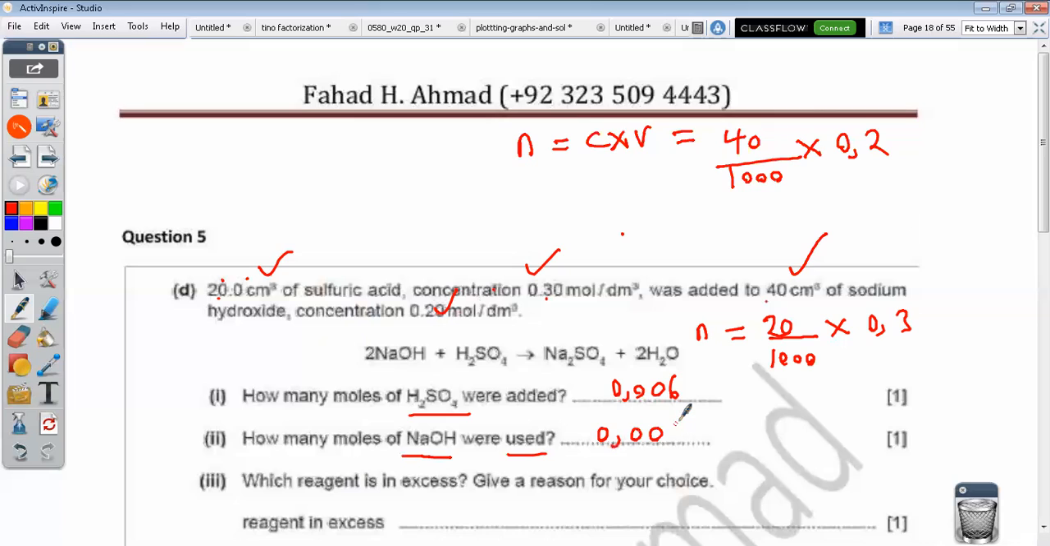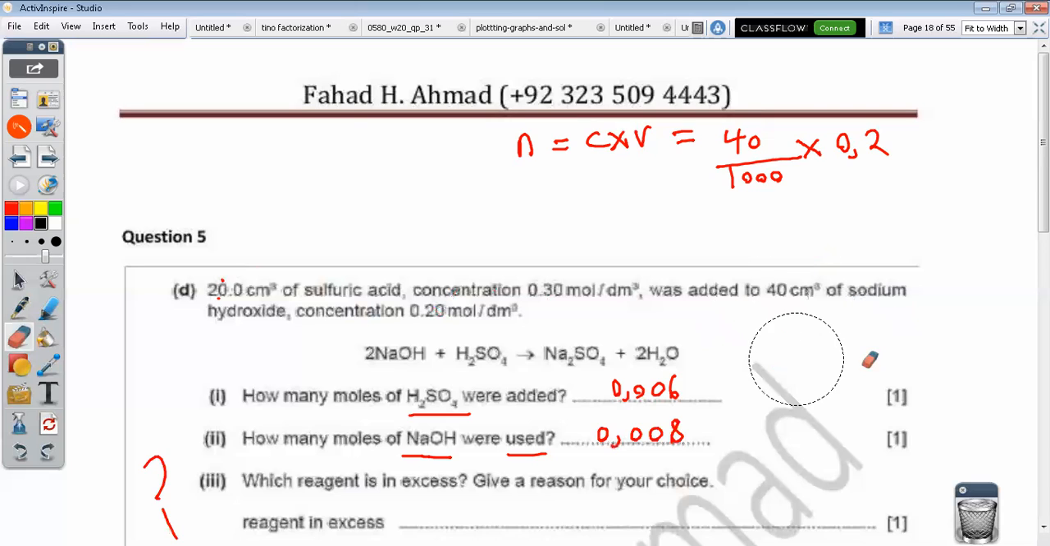0.008. Okay, 0.08. This is the part now where students will start having difficulties. But let's go back slowly. I hope it will make sense now. Where they will ask you which one is in excess. They love those questions. Sometimes you will not get it.